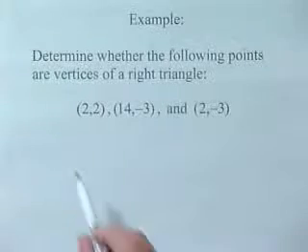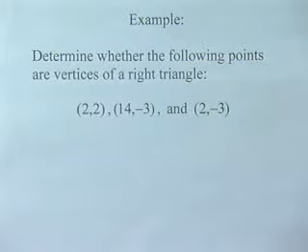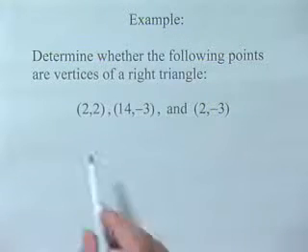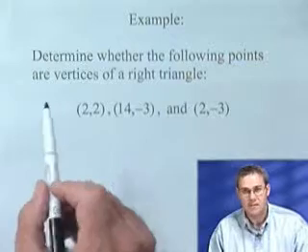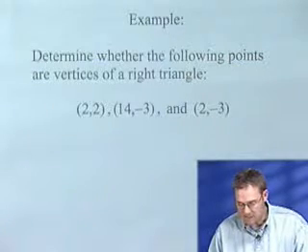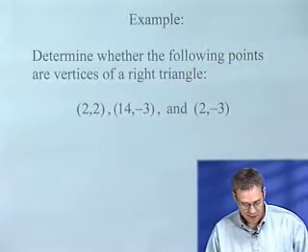I'd like to do an example of where you might want to use the distance formula and the Pythagorean theorem. Okay, let's take a look. It says, determine whether the following points are vertices of a right triangle. So we're given 3 points. We could plot these points, and then we want to figure out if connecting the points forms a right triangle.